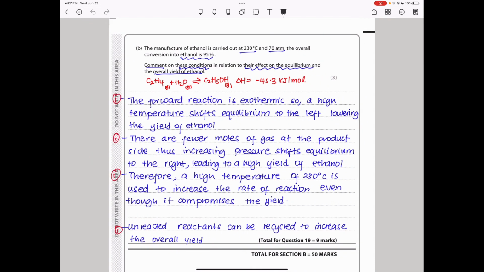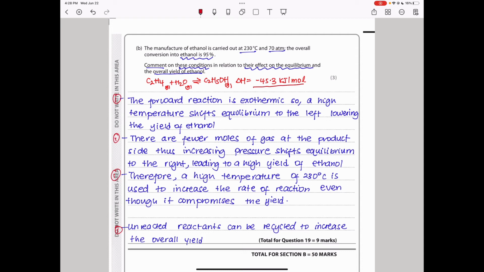Let's continue. This part says the manufacture of ethanol is carried out at 230 degrees Celsius and 70 atmospheres. The overall conversion into ethanol is 95%. Comment on these conditions in relation to their effect on the equilibrium and the overall yield of ethanol. So let's see here. You can see here the forward reaction is exothermic. It means it does not prefer the forward reaction to occur at higher temperature, meaning if the temperature is increased to 230 degrees, the equilibrium is going to be shifted to the reactant side. More reactants are going to be produced, and that is going to decrease the yield.